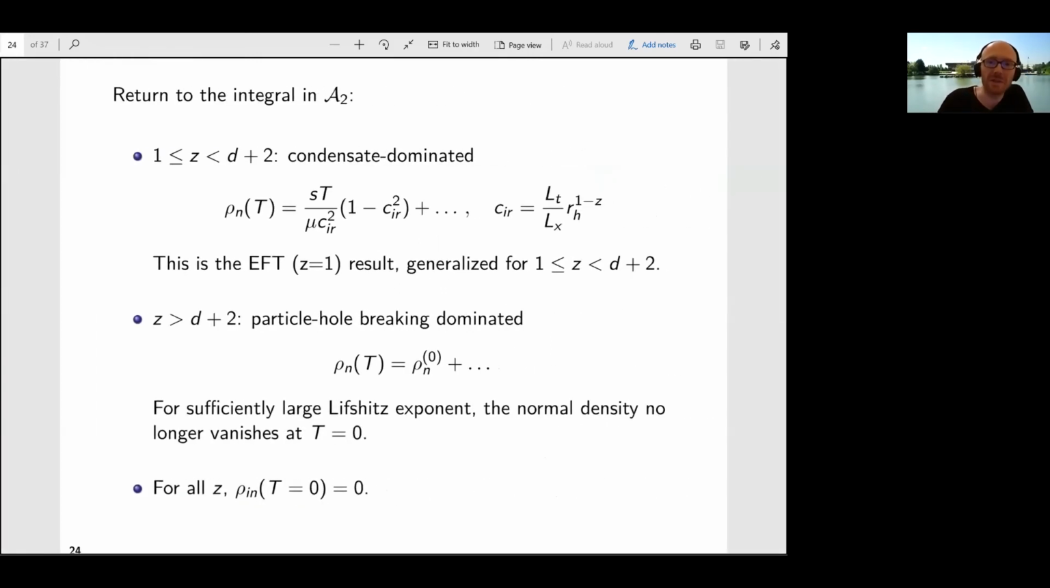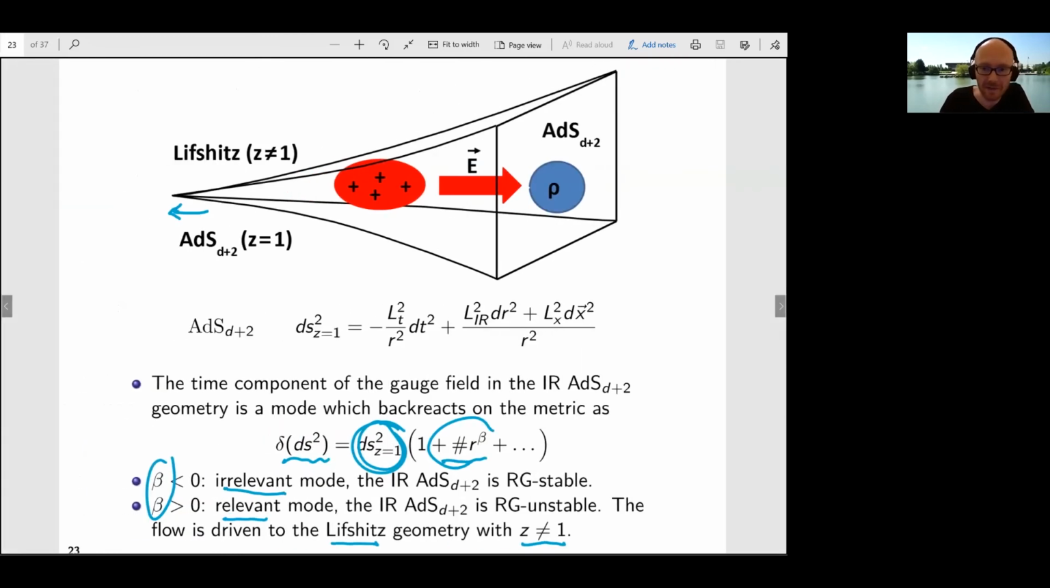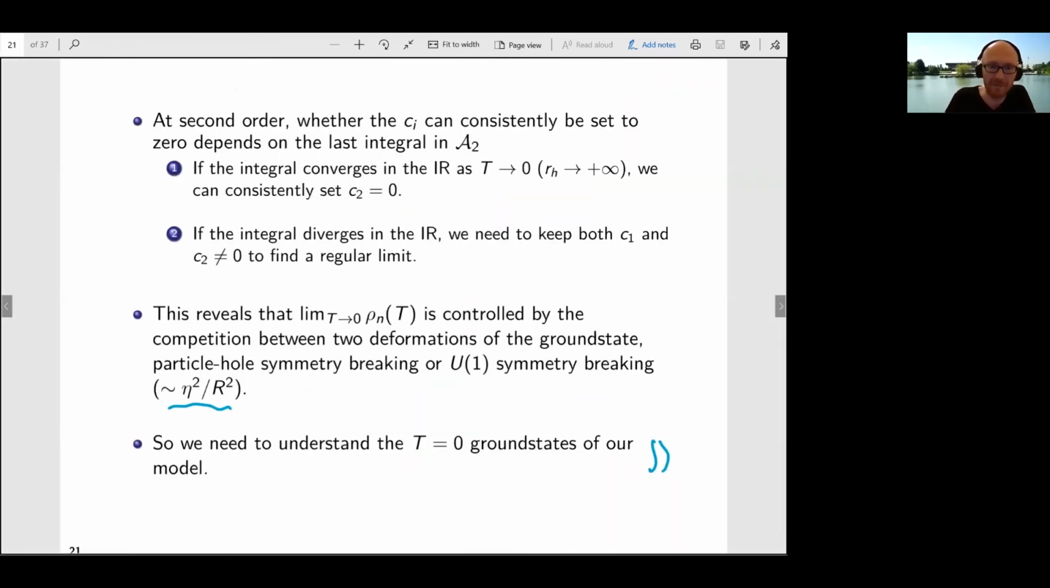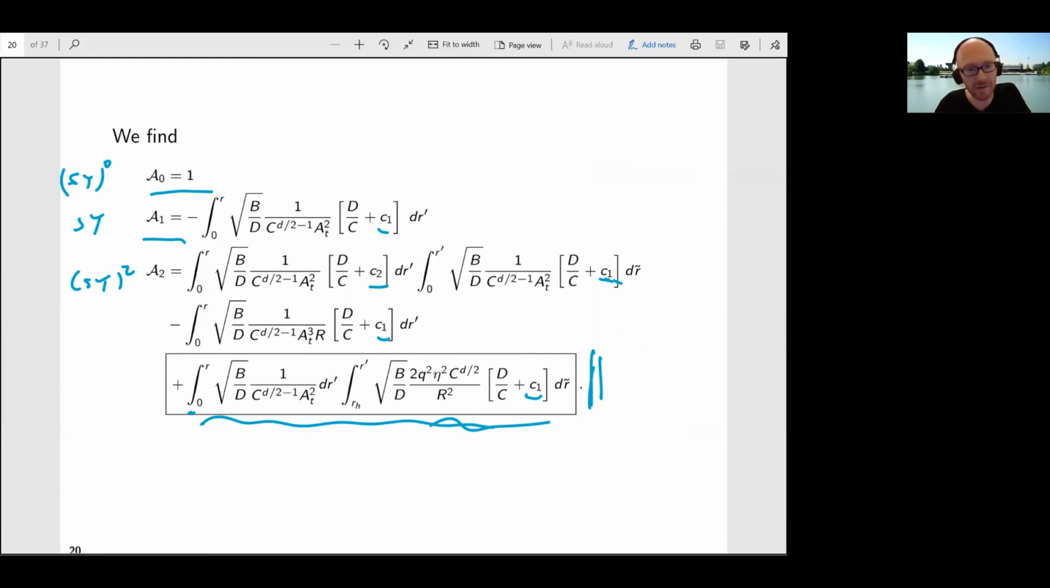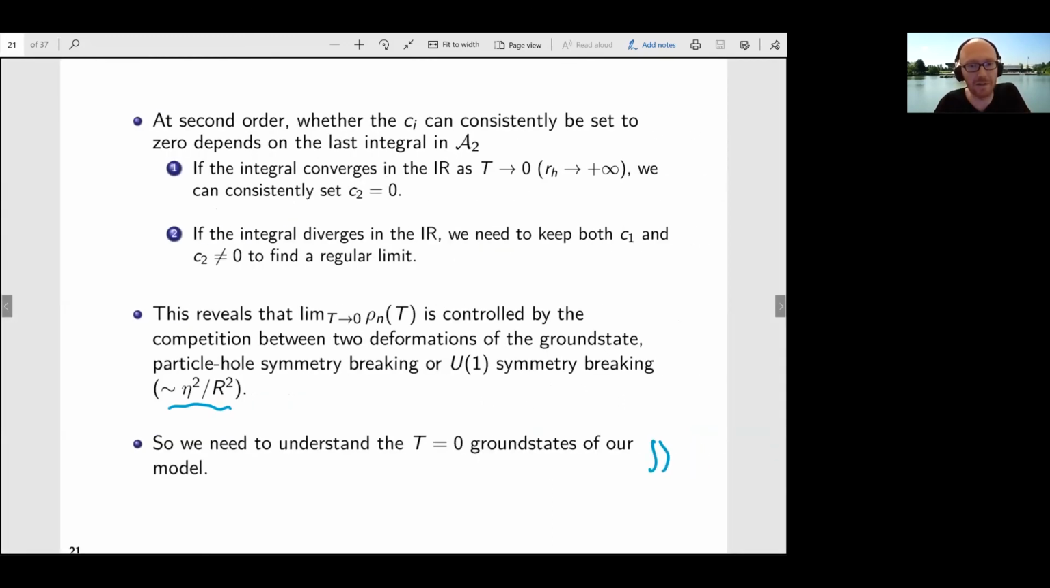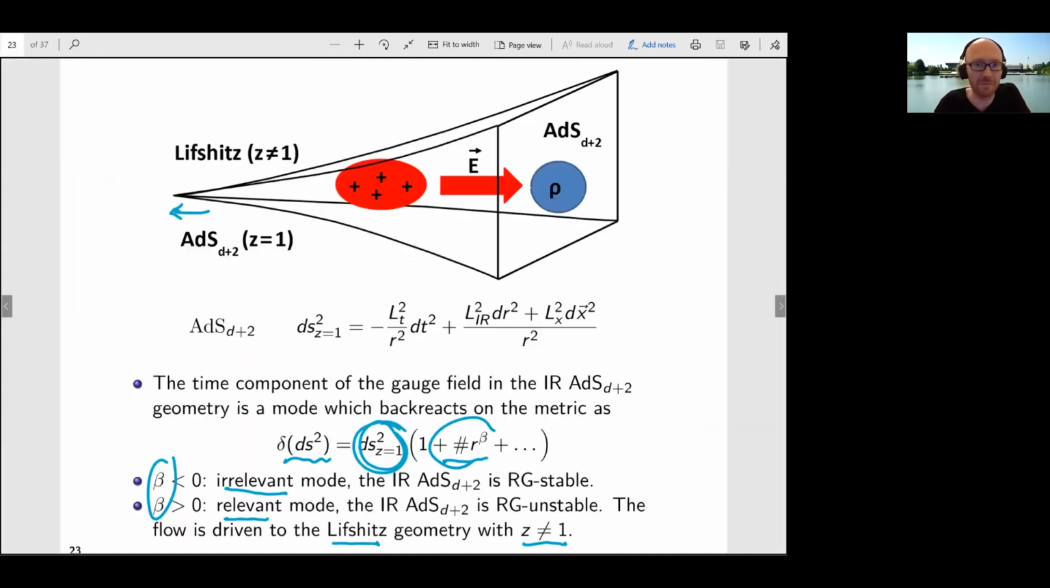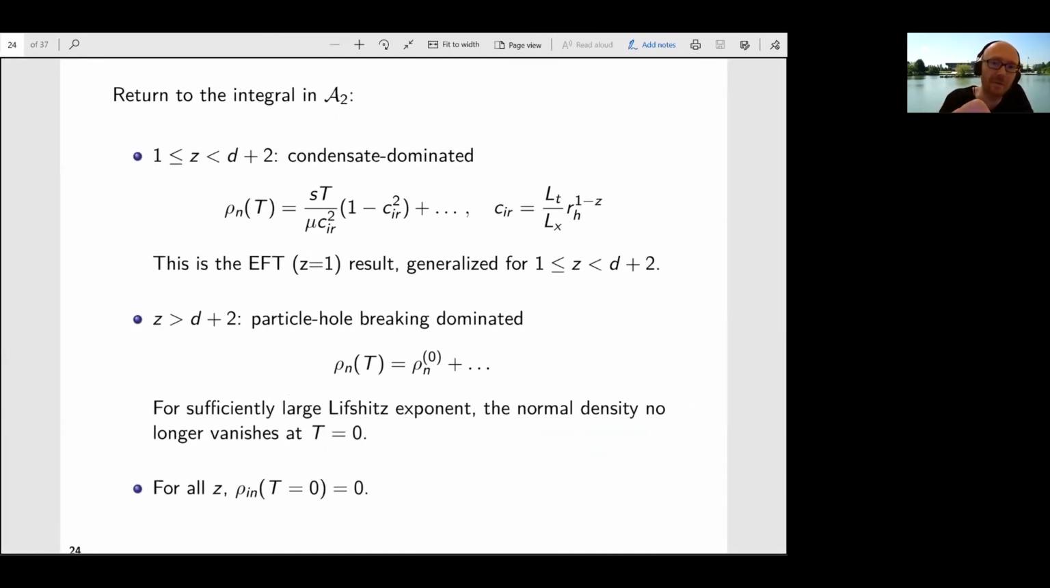Okay, so now we return to this integral in A2. So this guy. Yeah, this integral. And now we want to evaluate it on the IR zero temperature geometries and see what it does. And what you find is that for low values of z, including z equal 1 up to z less than d plus 2, where d is the number of spatial dimensions, then the condensate dominates and this integral blows up, and so you need to modify the regularity condition, and it directly leads to this expression for the normal density.